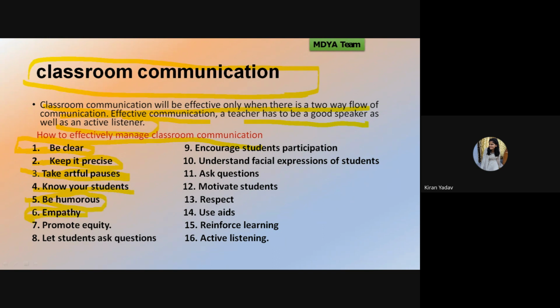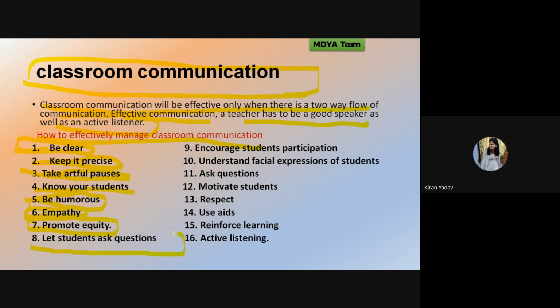Empathy should be there. The teacher should be able to understand the students' emotions and their message, their thoughts. Promote equity. The teacher should promote equity in the class, like they should give equal preference to all the students. It's not that they are showing any partiality.